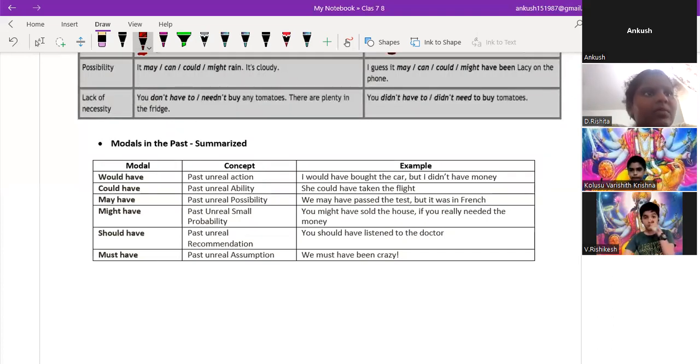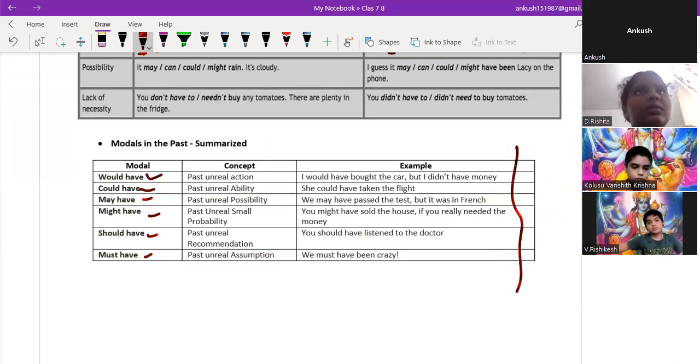Now, again, the models in the past are summarized over there. One thing you have to keep in mind, whenever you think of the models in the past, have is compulsory to come with them. It is very compulsory to come with them. Got it?